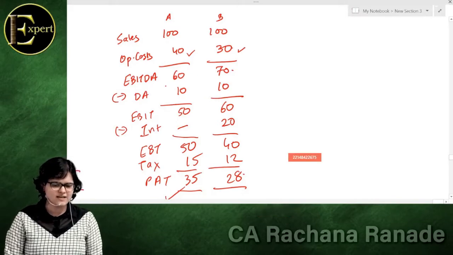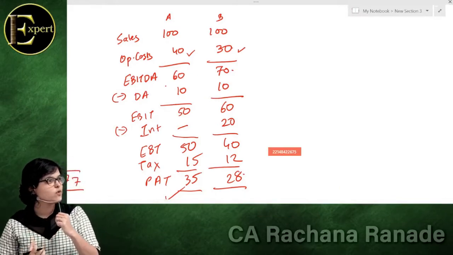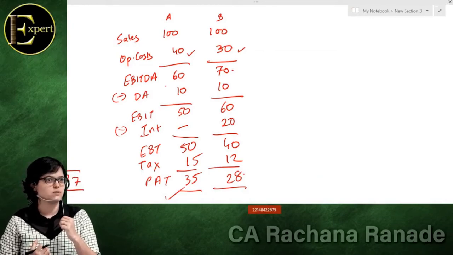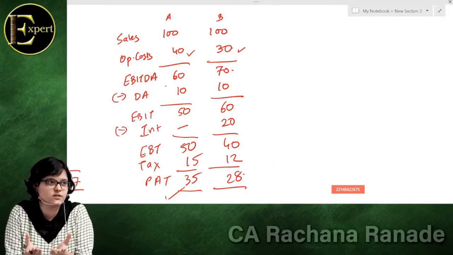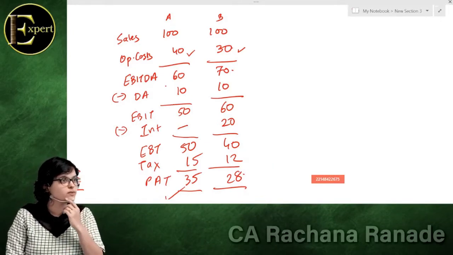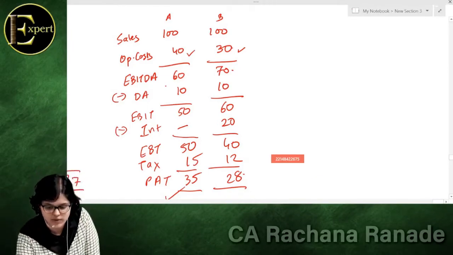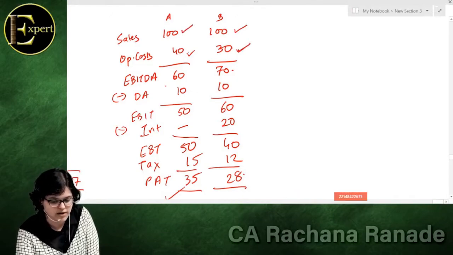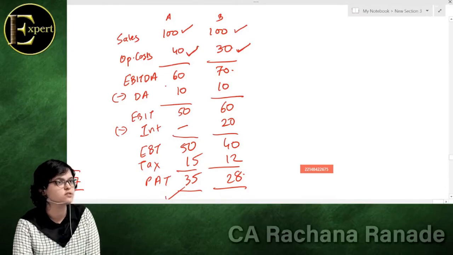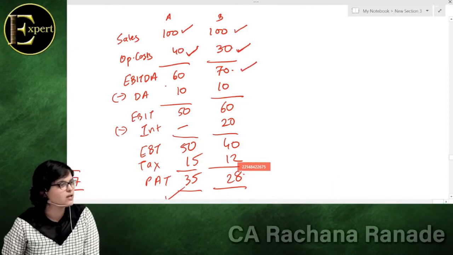So ideally, can I say B can run the show with a little bit lower costs? Okay, so in simple words, can I say B's management is a little bit more efficient as compared to A? Do you agree with me? B's management is more efficient than A's management. That is why to get a 100 rupee sale, they are managing the show in 30 rupees, and A's management, to get a sale of 100, is managing the show in 40 rupees. So EBITDA is 60 and 70.